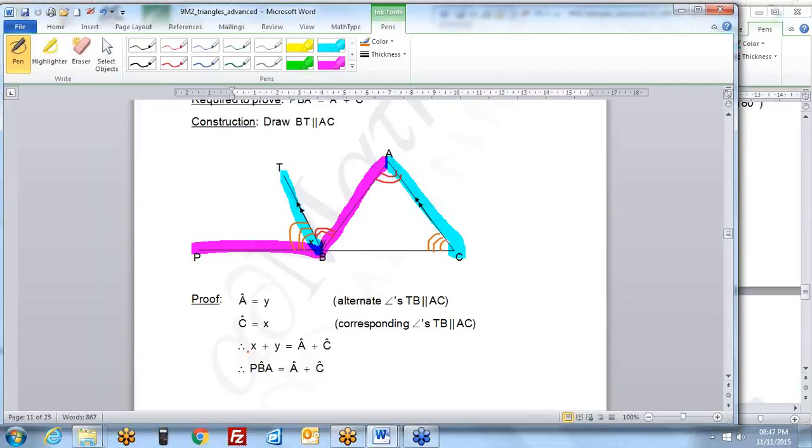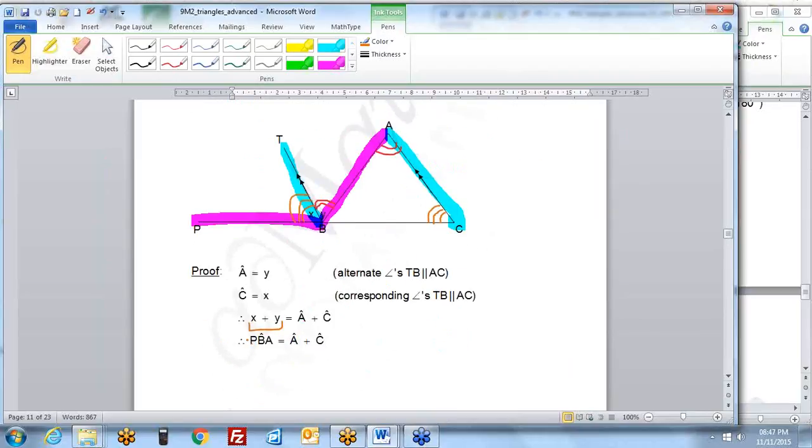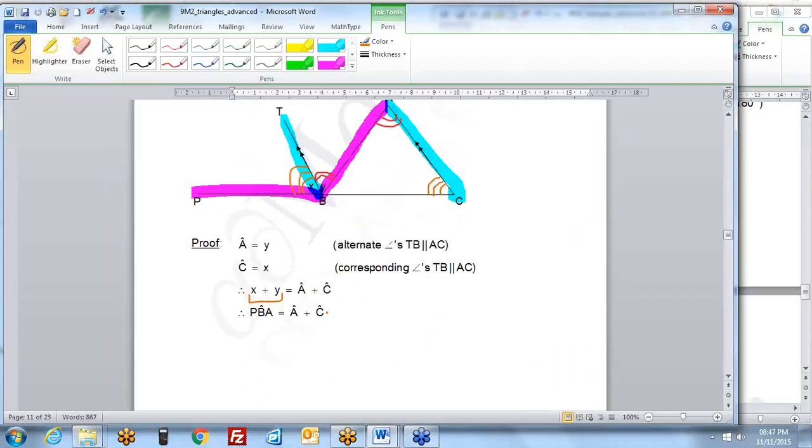Therefore, now we replace X plus Y with angle ABP, because X plus Y is equal to angle ABP. And that's what they ask us to do. You need to prove that angle PBA equals angle A plus angle C. And angle PBA is X plus Y. And we just proved that X plus Y equals angle A plus angle C. So there you go.